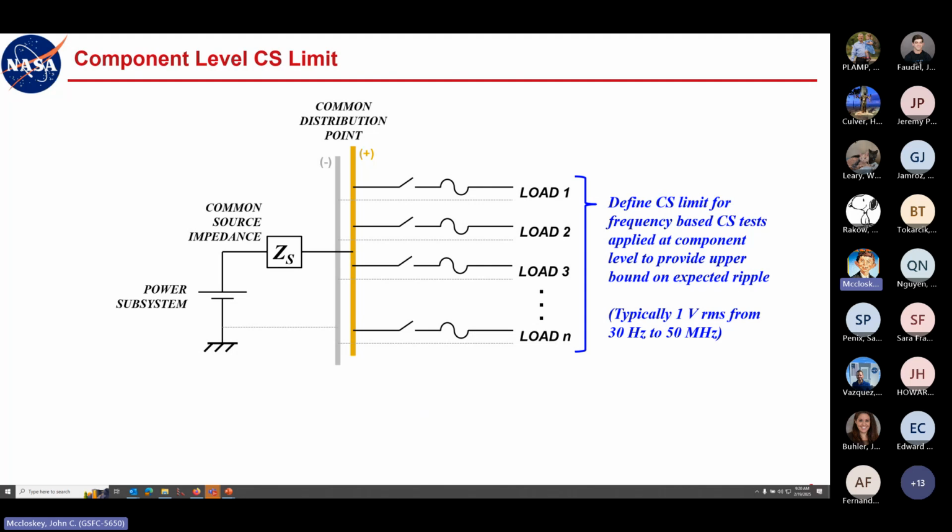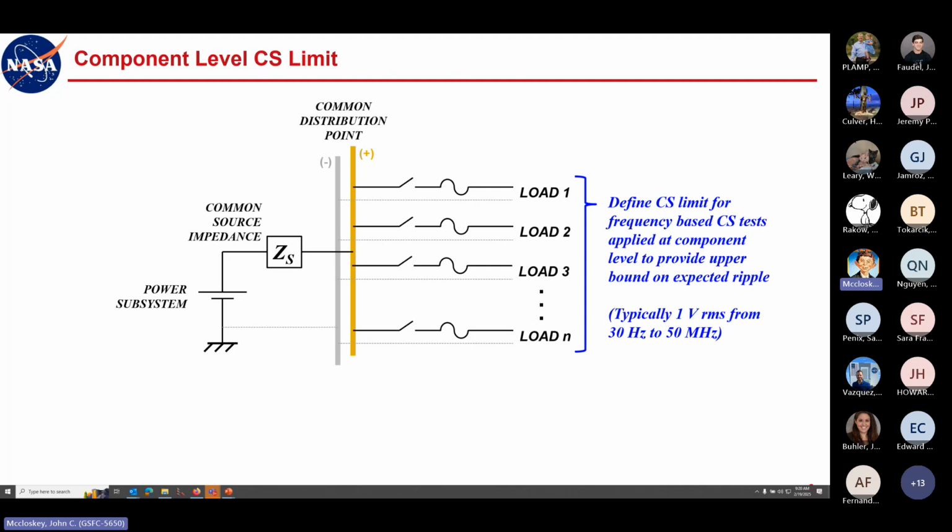In fact, this is a lot less stringent than the default in the MIL standard, because in the MIL standard they're covering AC power buses. They're 120 volts or sometimes more. So some of those limits allow up to 6 volts RMS.